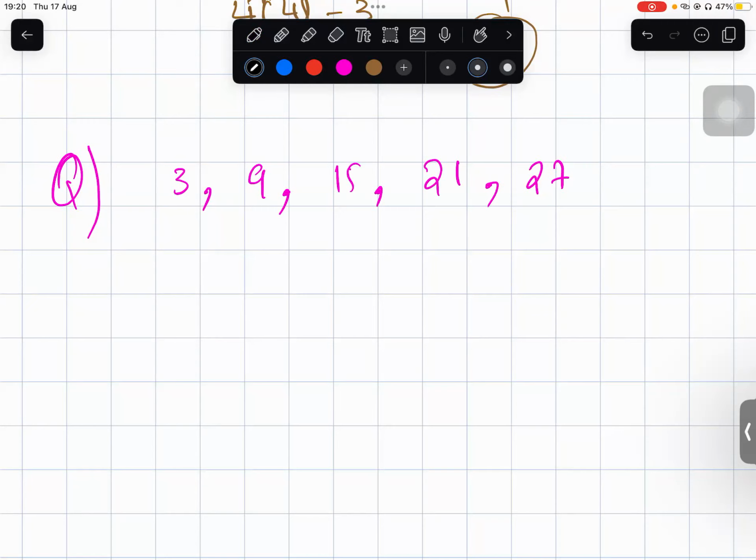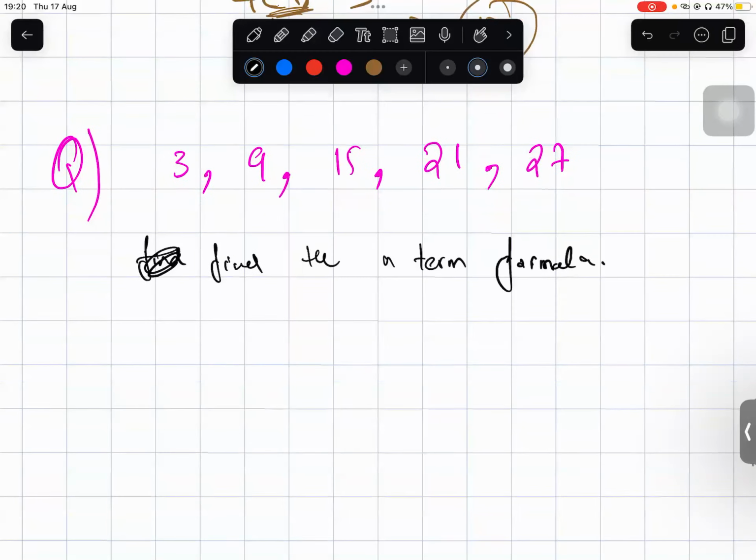The question is, you need to find the n term formula. You can just stop looking at the screen and do it, and I'll do it on the screen, and then we can check if you've done it correctly.